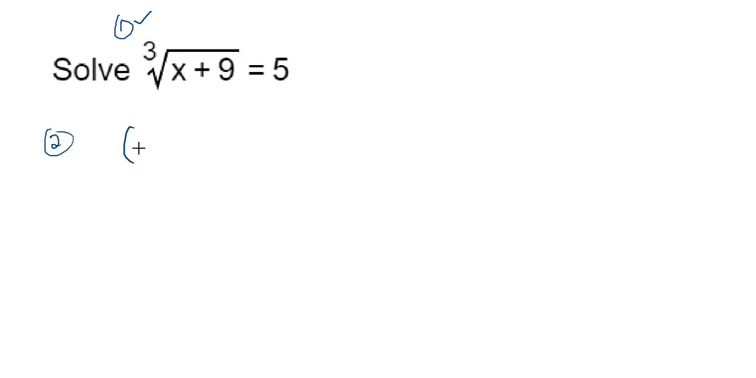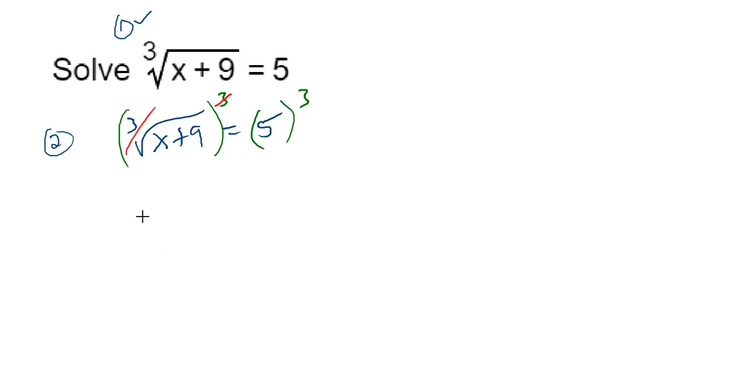Step 2, well, let me rewrite the equation first. Sorry about that. So we'll have the cube root of x plus 9 equals 5. To cancel out that cube root, we will have to raise both sides to the third power. If it was a fourth root, we'd raise both sides to the fourth power. If it was a fifth root, we'd raise both sides to the fifth power. All right, so because it's a cube root, raise both sides to the third power. The power of 3 directly cancels out that cube root, and so we just get x plus 9 on the left-hand side. On the right-hand side, we have 5 to the third power, which is 125.